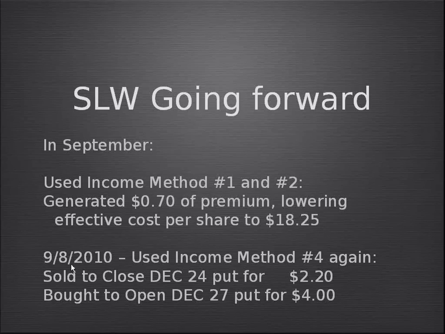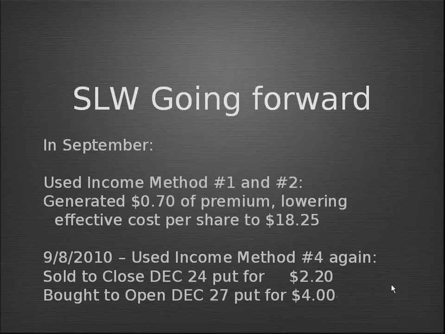On September 8th, we just did this on the 27th, and SLW continued to move up quickly. We used income method number 4 again. On September 8th, the stock was trading right around 25. So again, we sold to close the December 24 put for $2.20 and bought to open a December 27 put for $4.